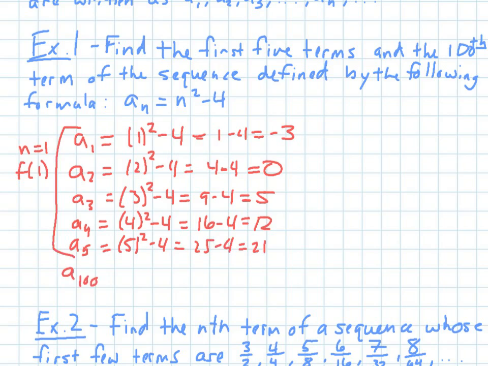So this one is the 100th term. So the 100th term in that would be 100 squared minus 4, which is 10,000 minus 4. So it gives me 9,996. So I got my answers right there.